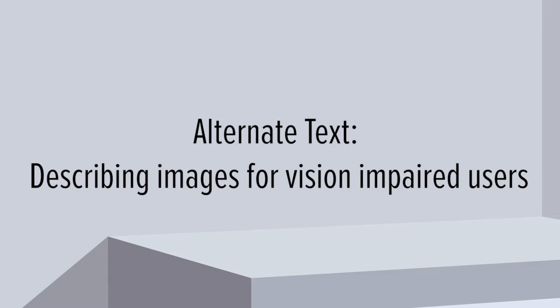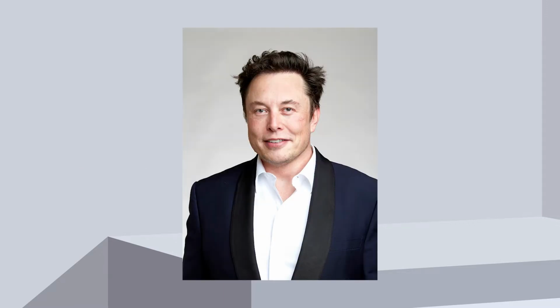So for example, if we have this picture of Elon Musk right here, this is an example of a generally good alt text: Elon Musk wearing a suit looking at the camera. And here is an example of alt text that maybe isn't the best: Elon Musk, the rich coward who couldn't buy Twitter for $44 billion.